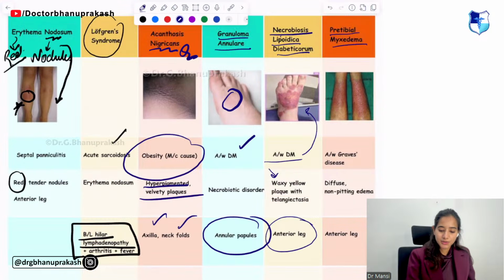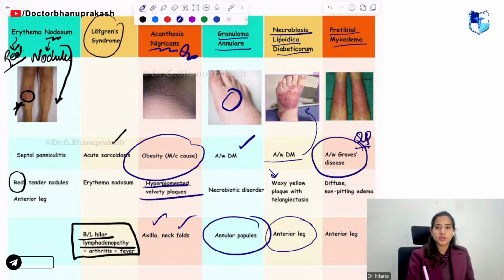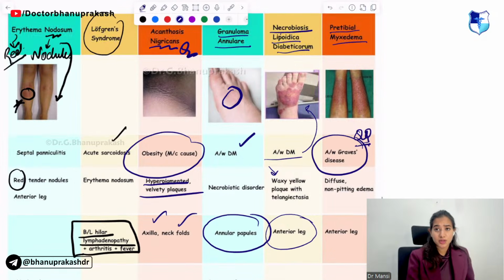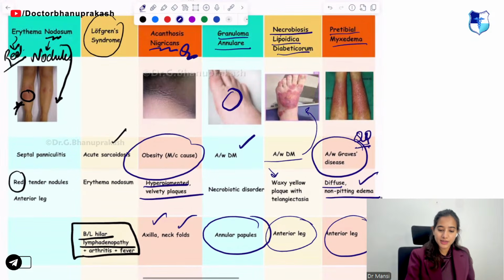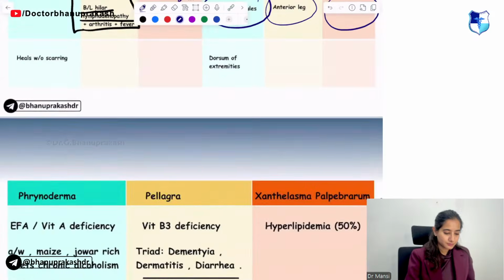Then we have pretibial myxedema. The more important thing for it is its association. It is associated with Graves' disease. So obviously you studied this in medicine as well. Diffuse non-pitting edema can be seen, and it is also present on the anterior surface of the leg.